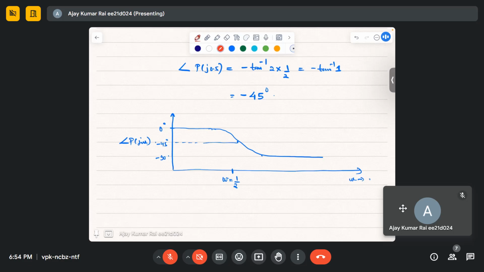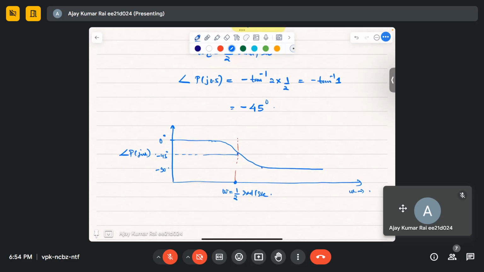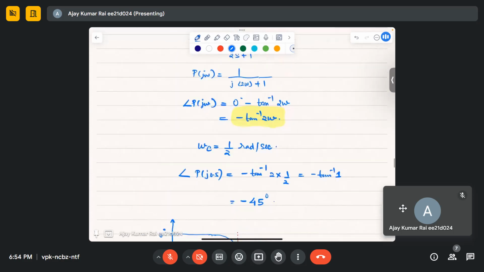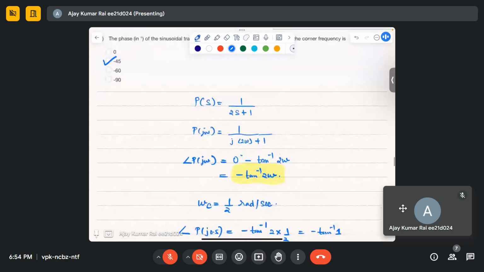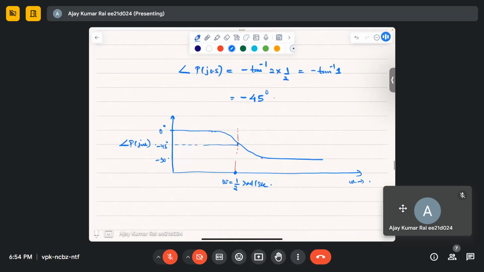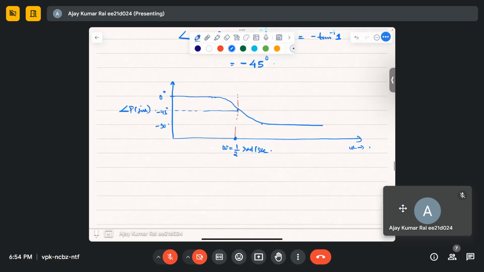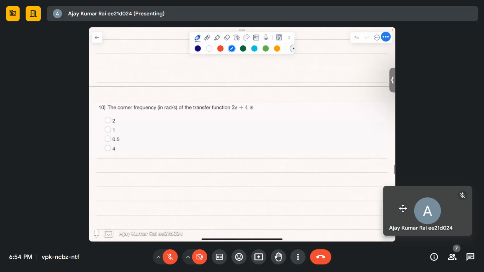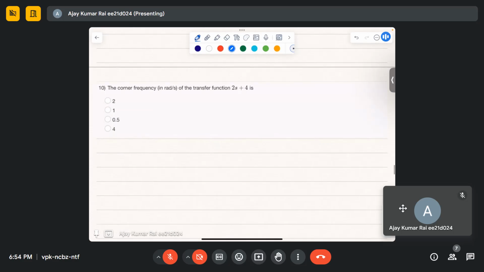Okay, so this is the corner frequency. Any doubt in this case? I hope there is no doubt. Simple question. So additionally, I have drawn the phase plot for this transfer function. So let's see. Then we have to find the corner frequency of another transfer function.